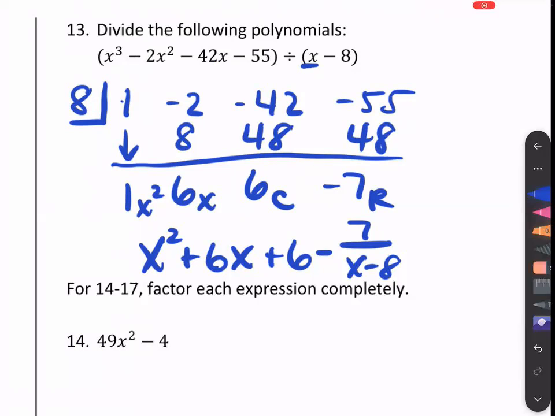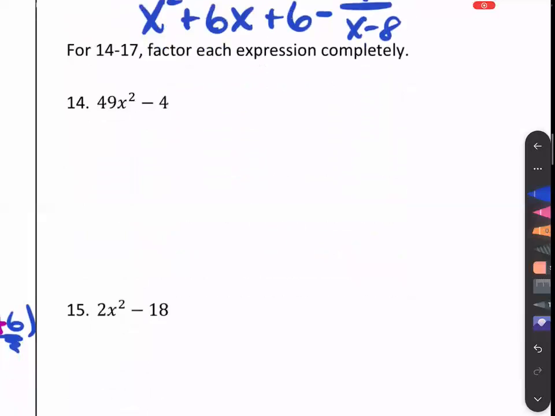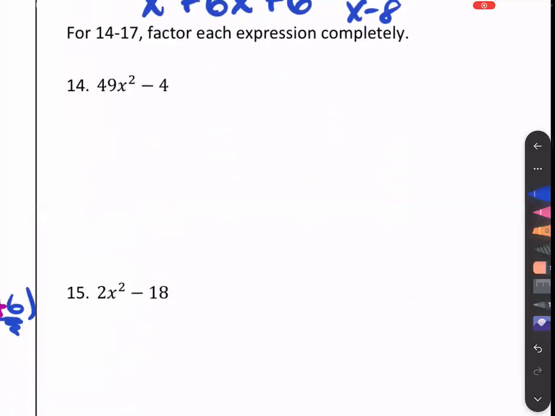So I would suggest using that one. Okay, unless you really like long division, then you can do that. For number 14 through 17, we are factoring these. And whenever we factor, make sure that you are actually finished and it's completely factored once you get to the end.